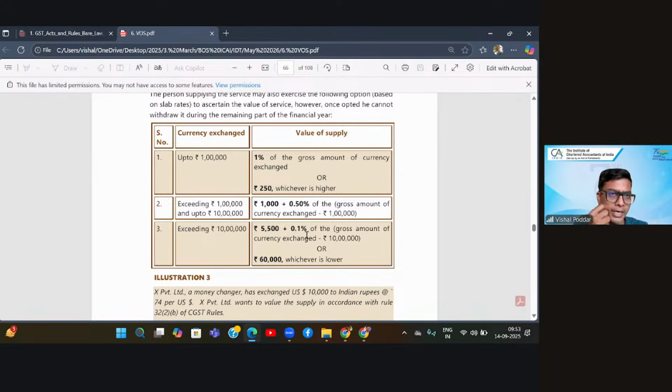Now I have exchanged a total of 90 lakh worth of dollars. So 90 lakhs minus 10 lakhs, on 80 lakhs, it will be 0.1%. So that will come to how much? 80 lakhs into 0.1%. So it will be 8,000. So 5,500 plus 8,000. This will be the total value, or 60,000, whichever is lower. So this one is coming as lower. So this is how the valuation is done by the slab rate method. I hope this is clear to everyone.